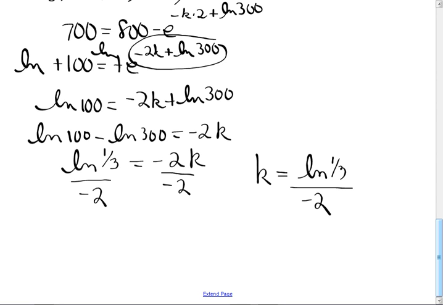Still not time to go. Okay? Work on differential equations tonight. We're going to come back and do more tomorrow.